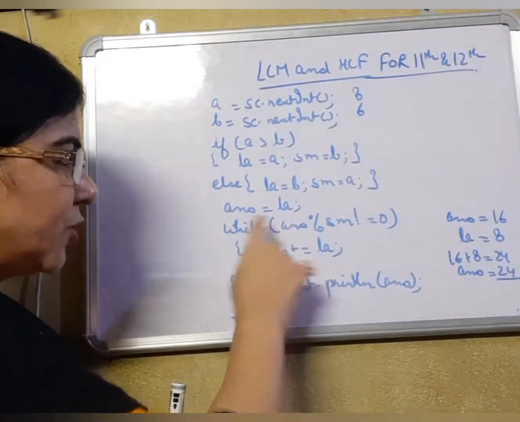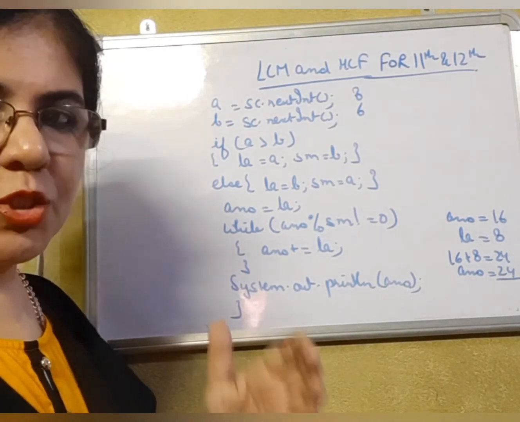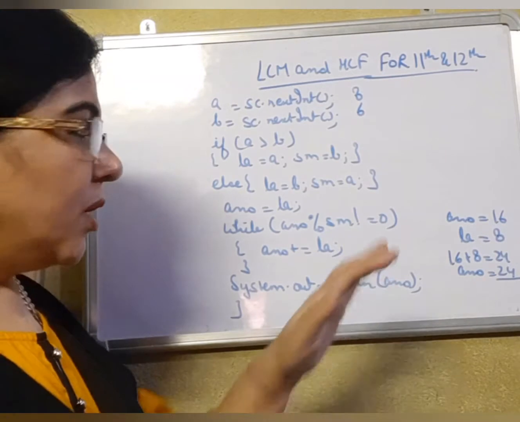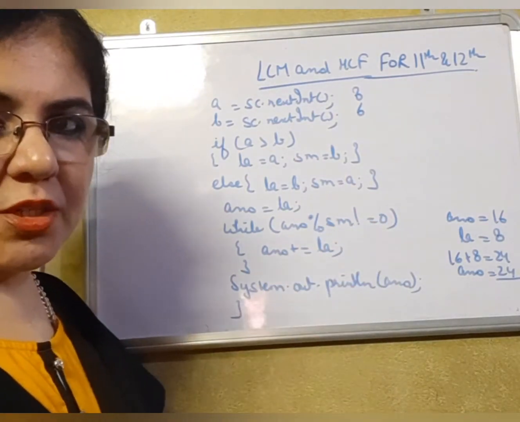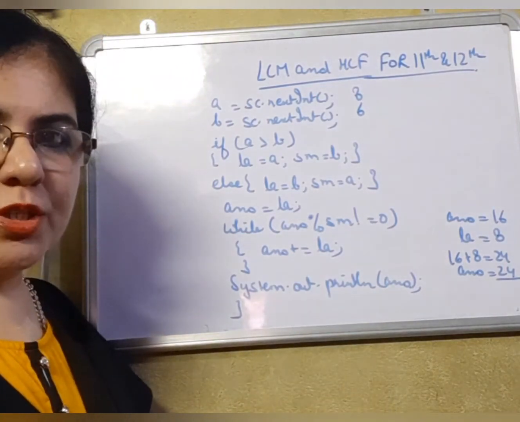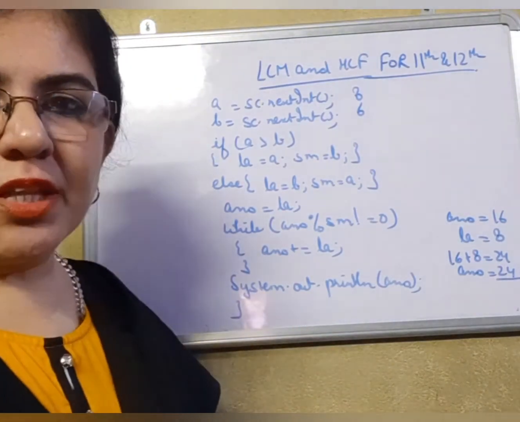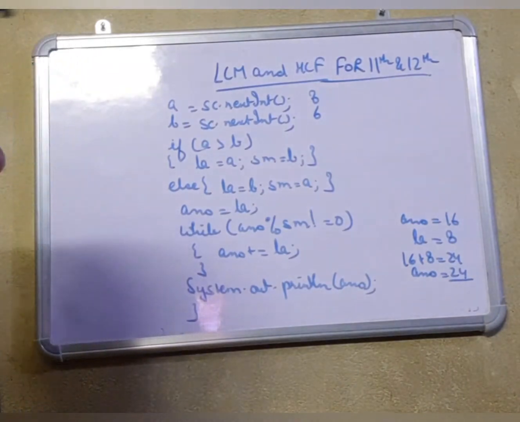Taking 24, it will check here. 24 modulus 6 is not equal to 0. But 24 comes in the table of 6 and the remainder is 0. The loop is not going to enter inside and the condition turns out to be false. So outside the loop, we are getting the answer as 24. This program you can check with any numbers in which you have to find out the LCM and the HCF.